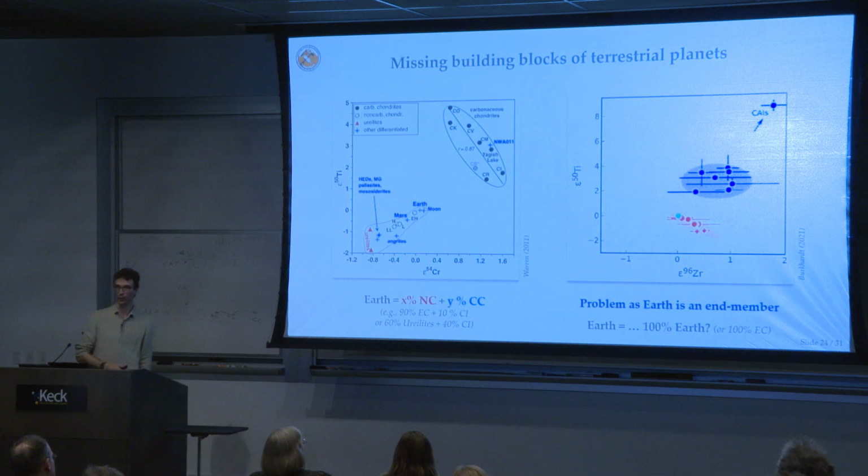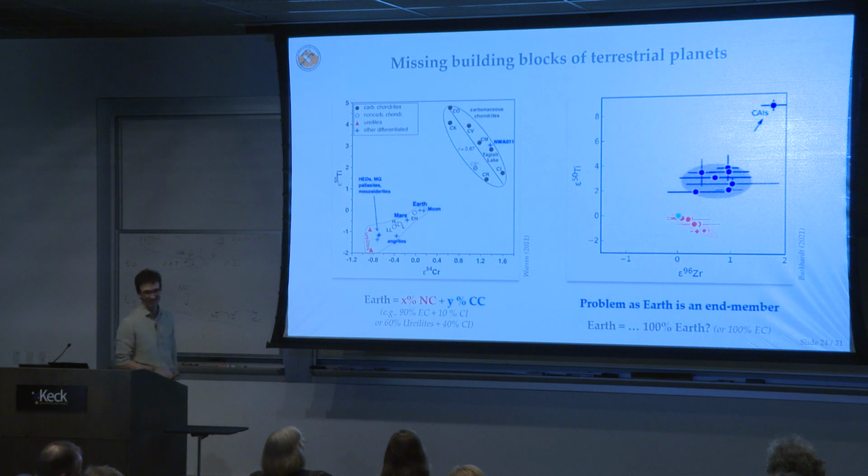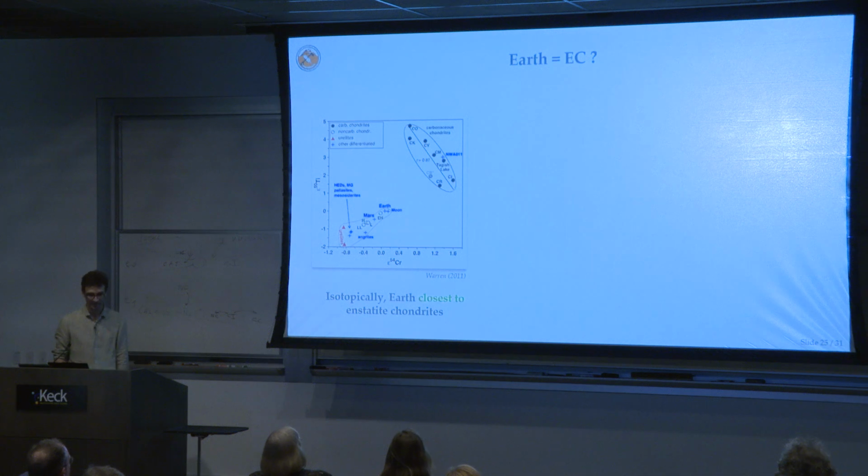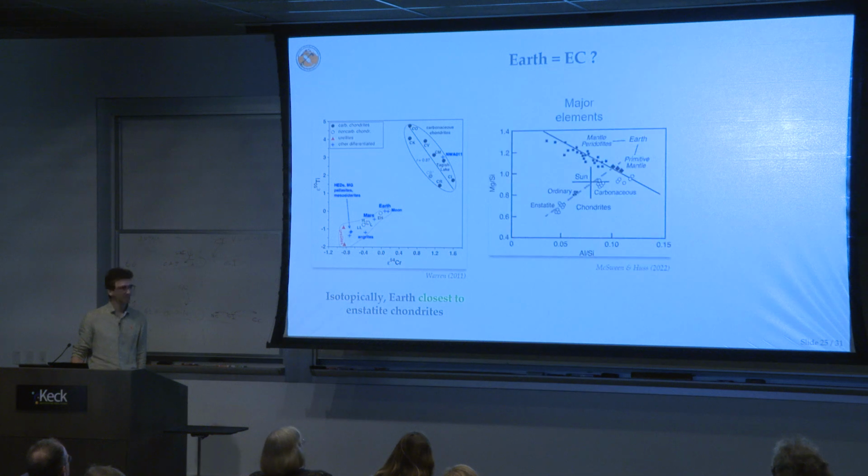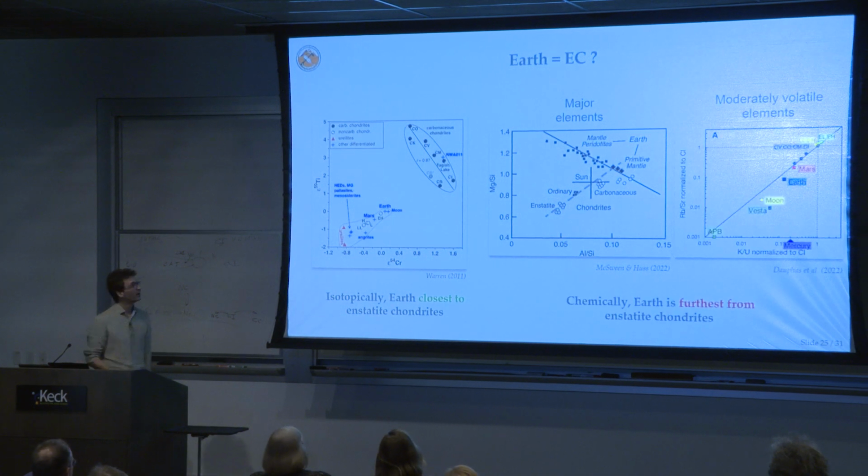100% Earth. That's the conclusion that we can draw from this plot. Or it's 100% enstatite chondrites and we just have some analytical difficulty. So we're going to crush the enstatite chondrite idea very quickly. Isotopically, it's true. The Earth is very close to enstatite. Chemically, for major elements, enstatite chondrites are here: magnesium, silicon, aluminum, silicon. The Earth is the furthest you can be from enstatite chondrites.